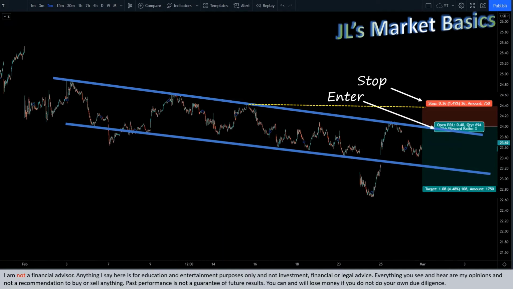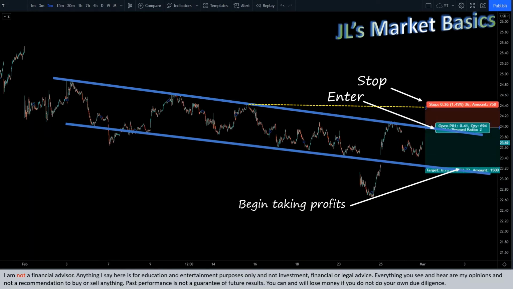However, trying to enter a risk to reward of 1-3 would not make sense. We can see that when price hits the lower trend line, it would be a good place to start taking profits. This provides a risk to reward of 1-2.